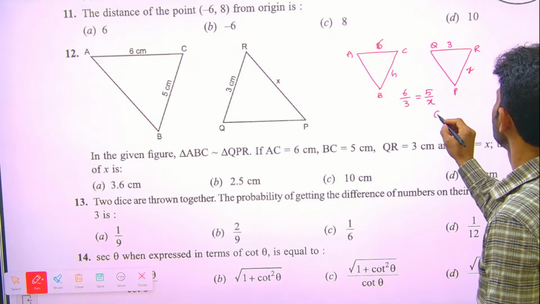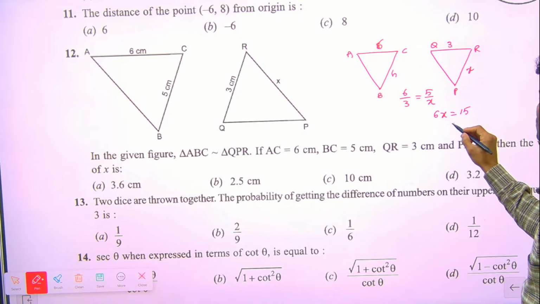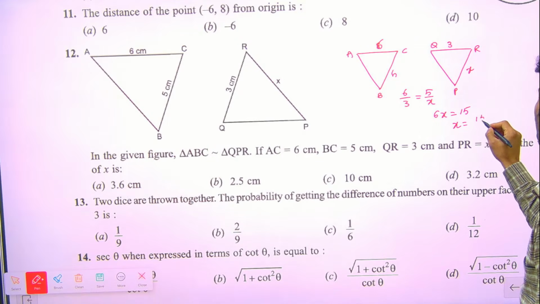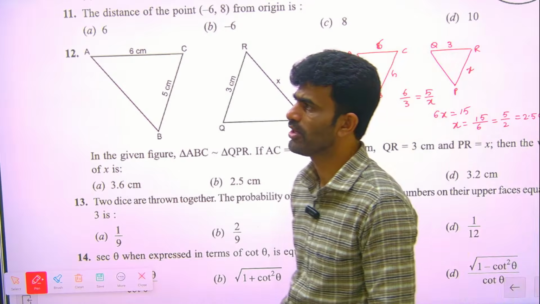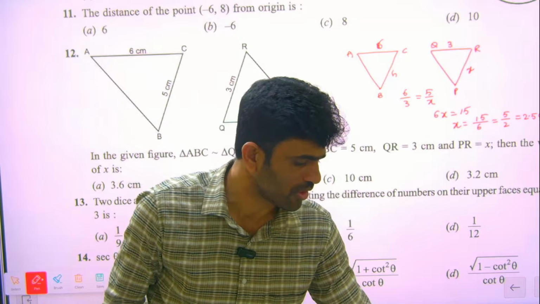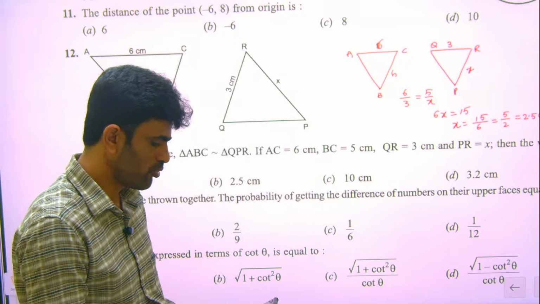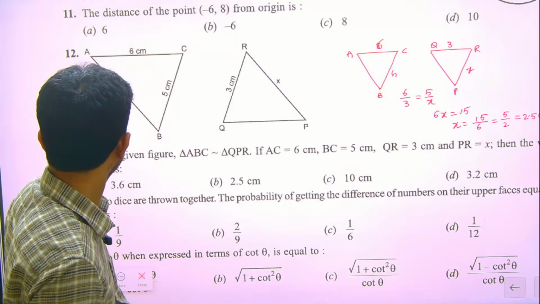Now do cross multiplication. 6x is equal to 15. So x is equal to 15 by 6. Now it is 5 by 2. 5 by 2 is 2.5 centimeters. So it is important to know what the corresponding sides are first, properly. Once you know the corresponding sides, you can find the correct answer. 2.5 centimeters is correct.